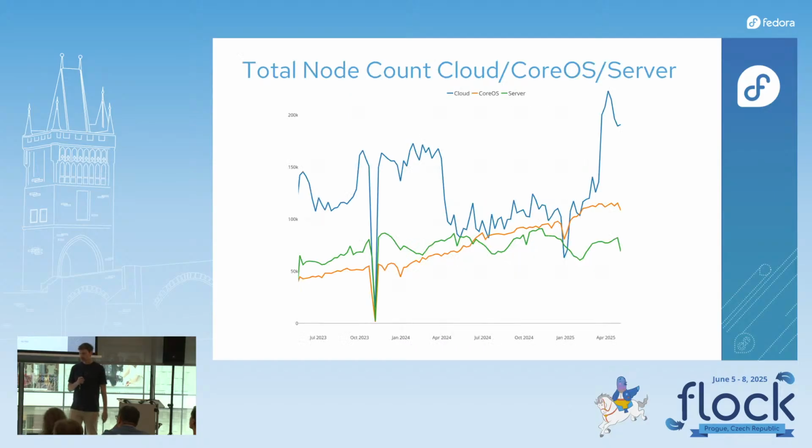So as far as comparing cloud, CoreOS, and server from a total node count perspective, cloud has a lot of variance any given week, and that makes sense because cloud workloads are typically burstable. If you were to dig into the transient node count for cloud, you'd see it up 100,000, down 100,000 per week. But we have pretty steady growth compared to cloud and server, just in general.